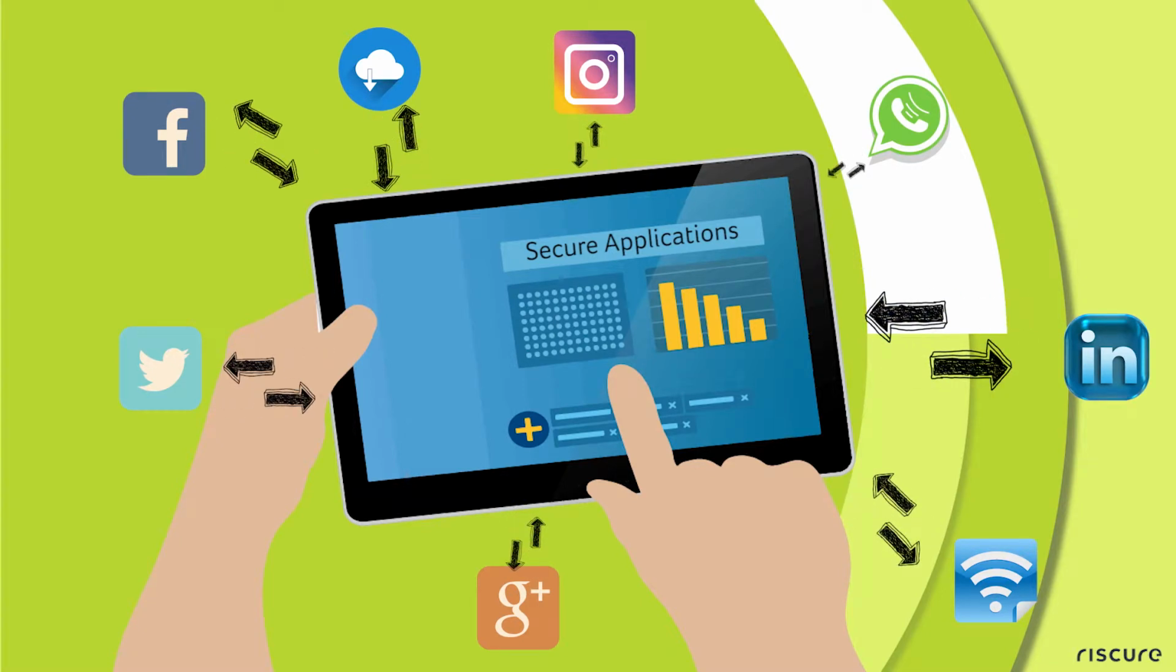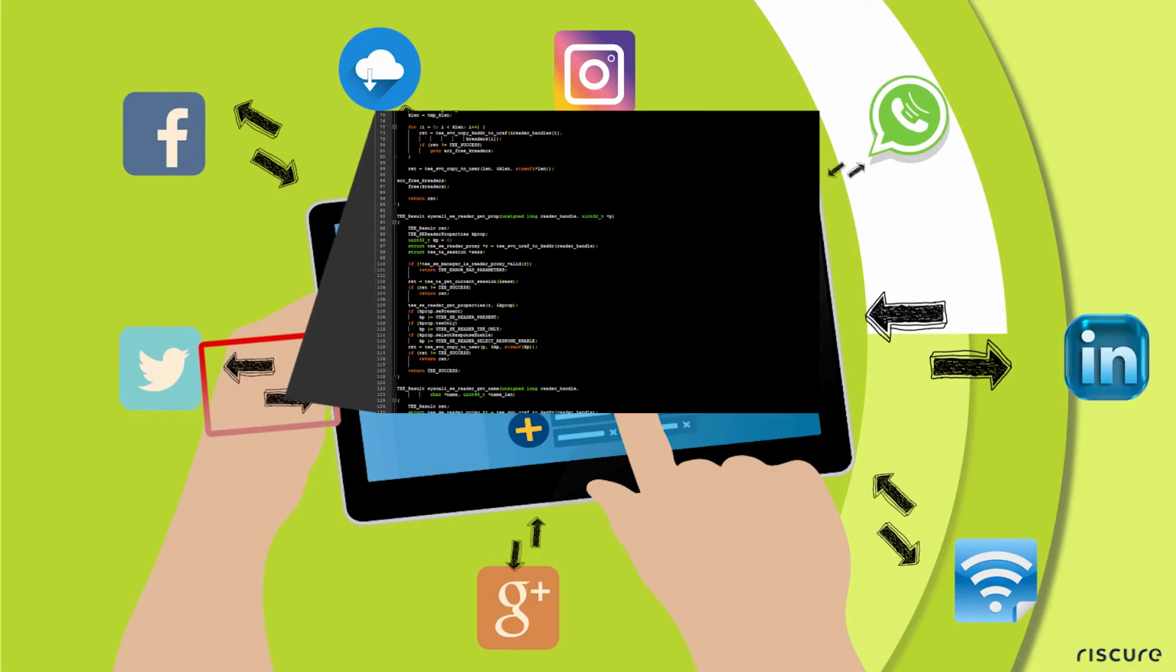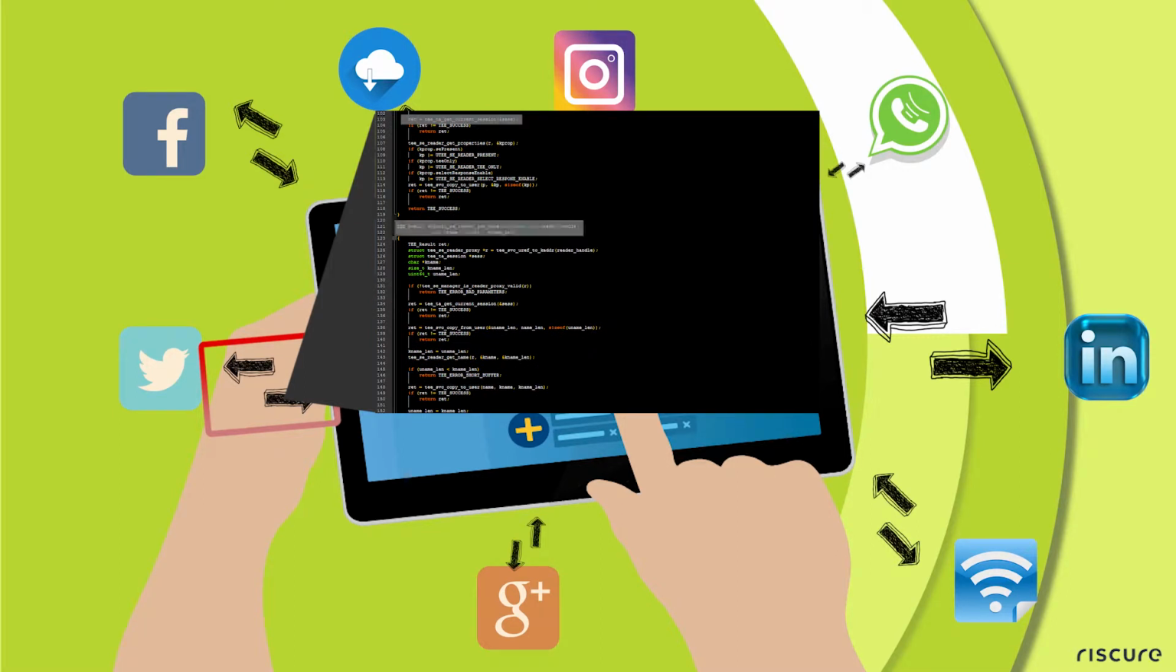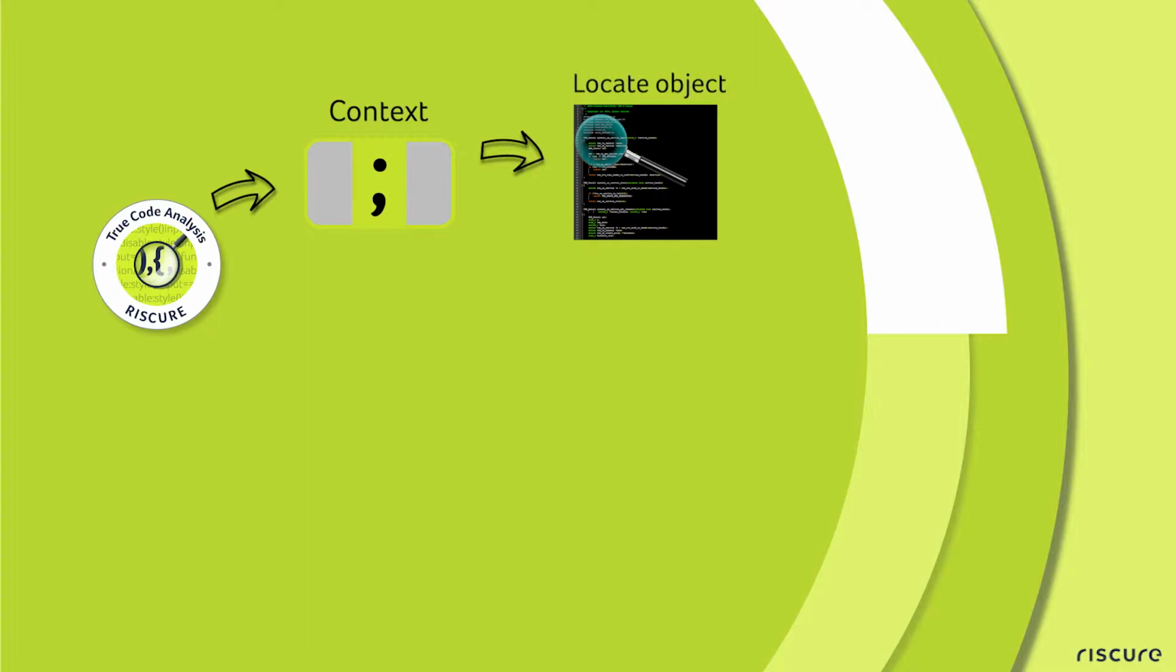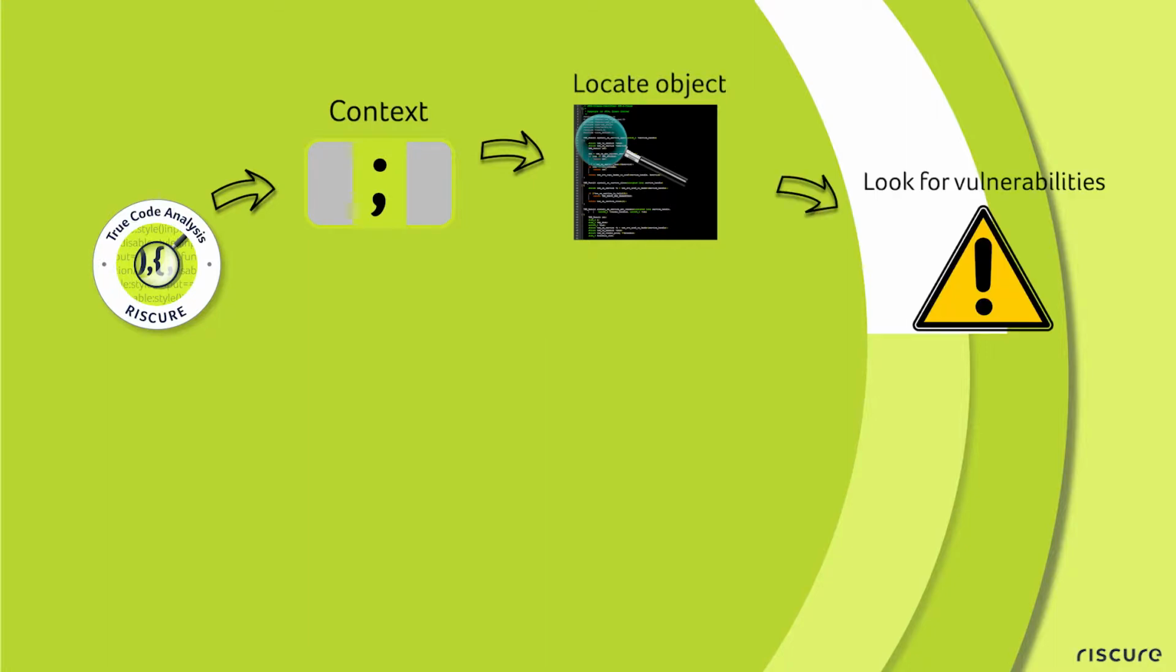The goal of security experts is to secure the path from untrusted to trusted interfaces by scanning up to millions of lines of code, locating all the functions which perform authentication, and checking their inputs and return types. The list of all of these functions of interest is the context. TrueCode uses context to locate specific objects, look for possible vulnerabilities, and reduce false positives.